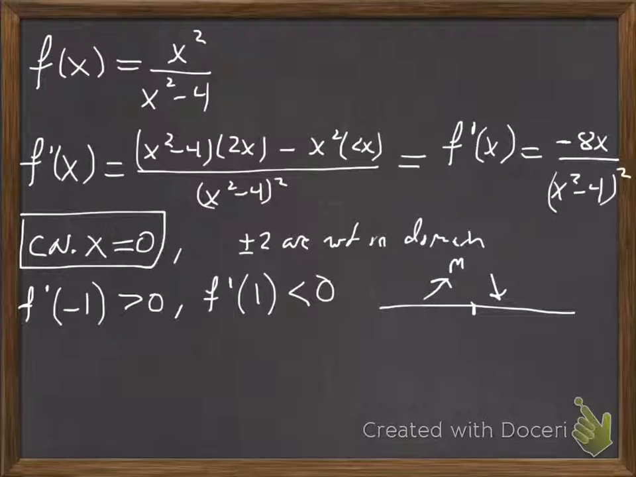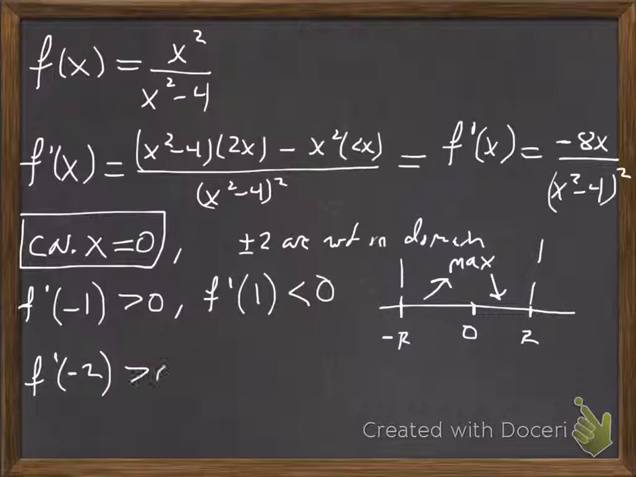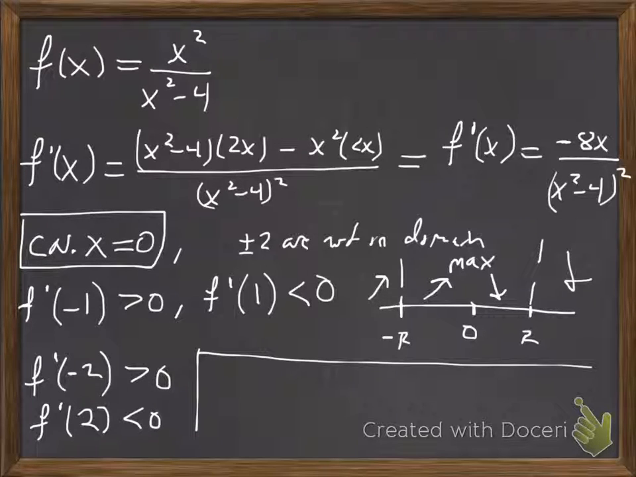Okay, so 0 is in the domain, and what we have here is a max because we change from increasing to decreasing at our critical number 0. We're going to test around negative 2 and 2 just to see what the function's doing. Okay, so we'll just put in those dotted lines to simulate the vertical asymptotes. So f of negative 2 is positive, and f of 2 is negative. Okay, so that gives us our behavior. So we'll come back to that when we actually go ahead and sketch the graph.